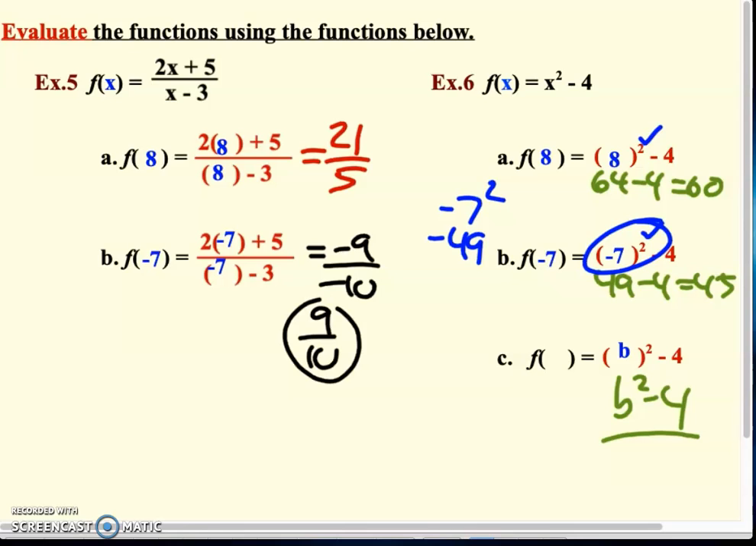It's a plug-in concept. f of what? Well, plug in whatever you're asked to plug in. So f of 8, f of negative 7, f of b, f of whatever. Okay, let's try some other stuff.